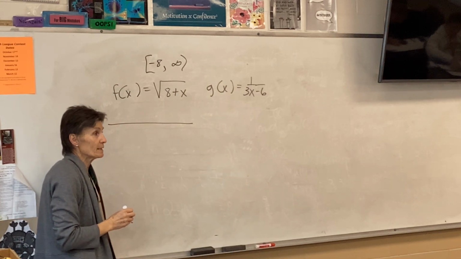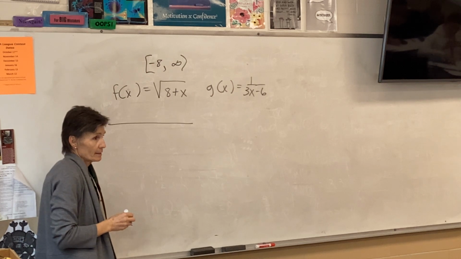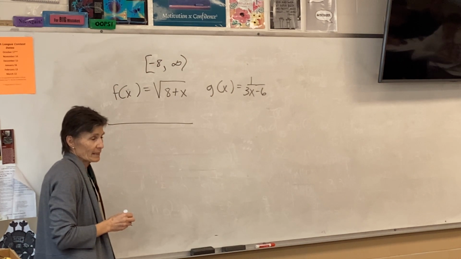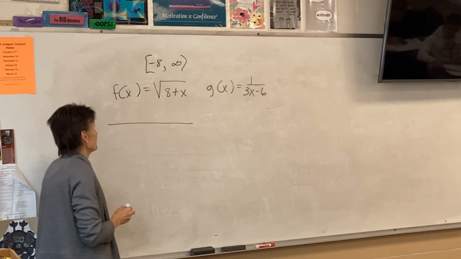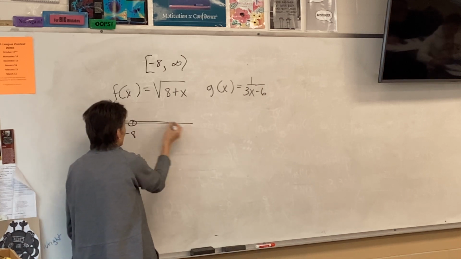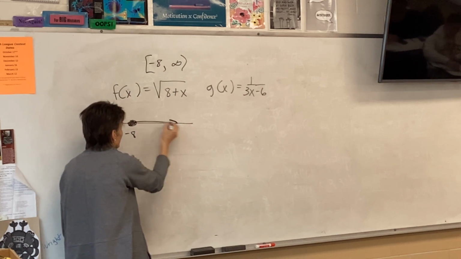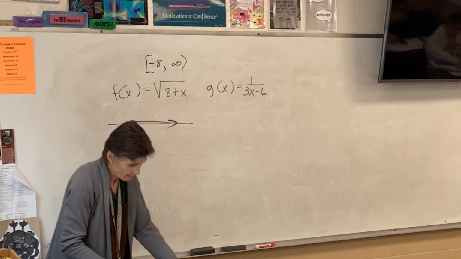What happens if you put -10 in? It's imaginary. Can't have that. So we gotta be bigger than -8. So on our number line, solid. There we go. Okay, that's easy.